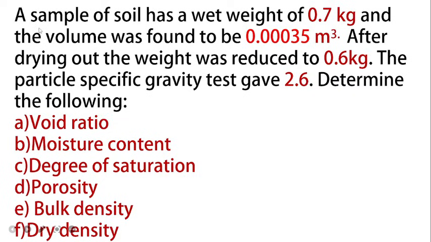The question is, a sample of soil has a wet weight of 0.7 kg and the volume was found to be 0.00035 cubic meters. After drying out, the weight was reduced to 0.6 kg. The particle-specific gravity test gave 2.6. Determine the following. Without further ado, let's go straight to question A and find the void ratio.